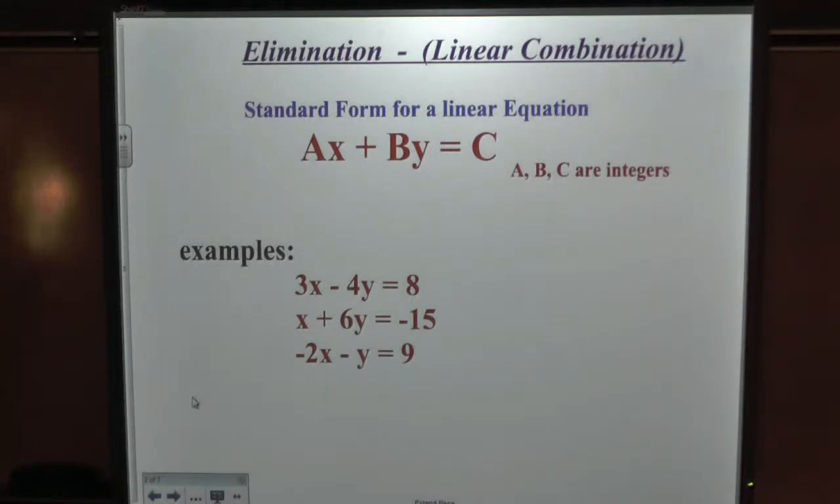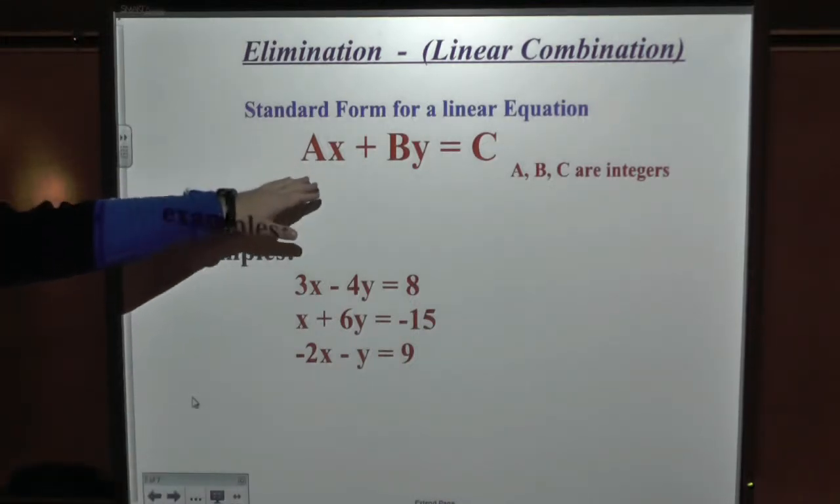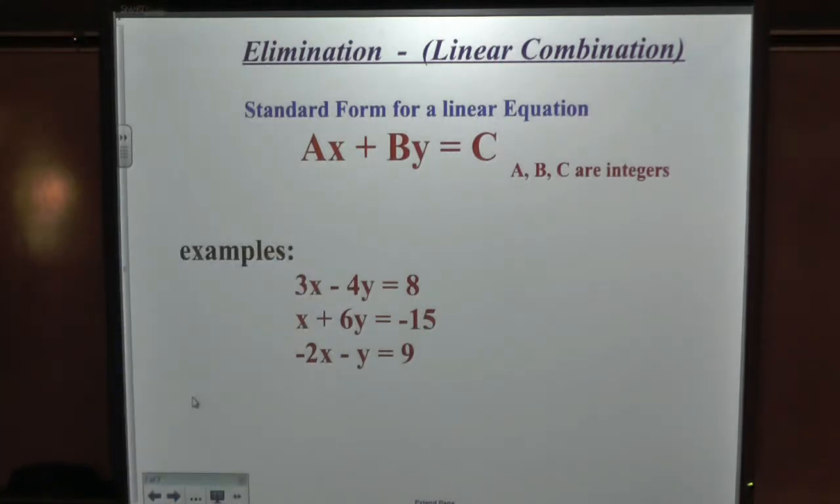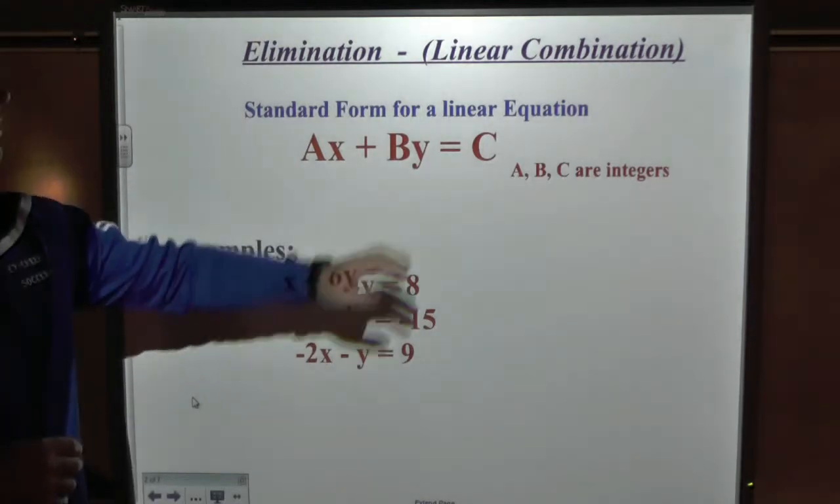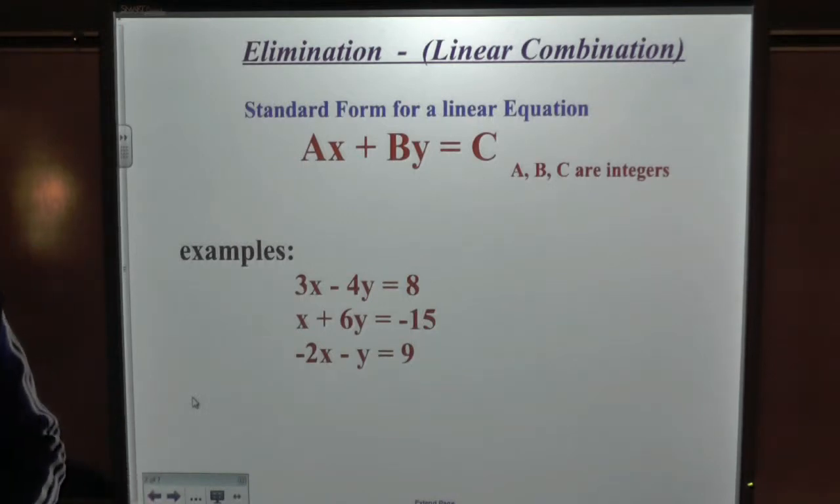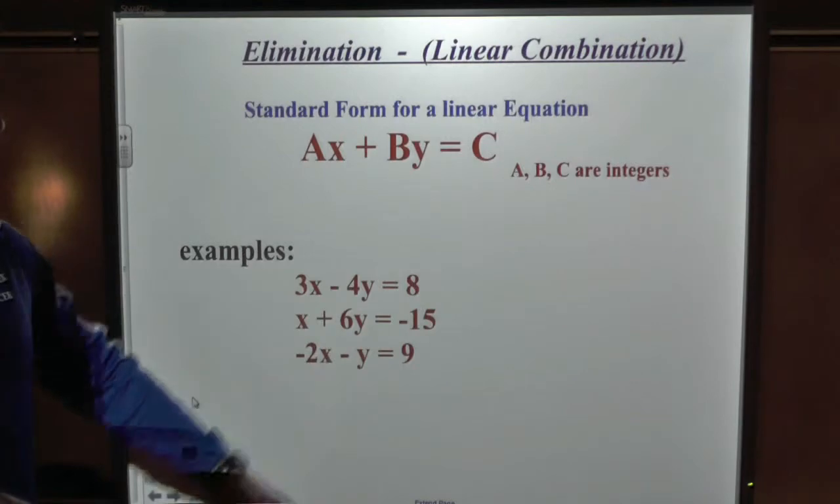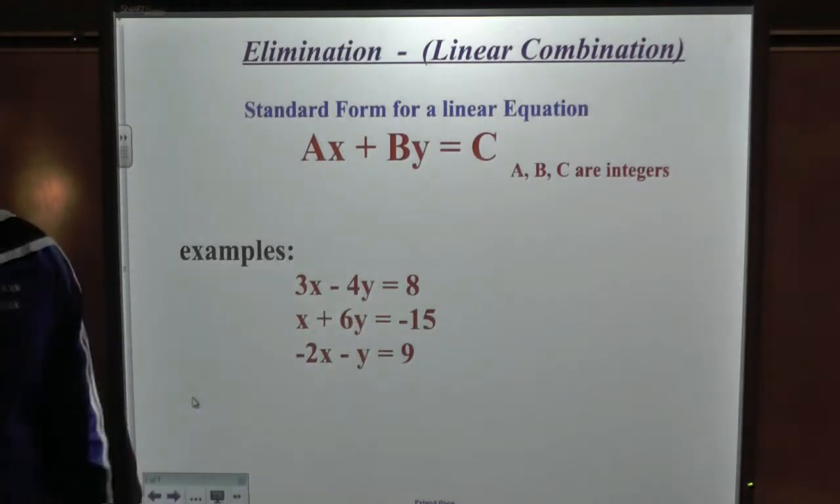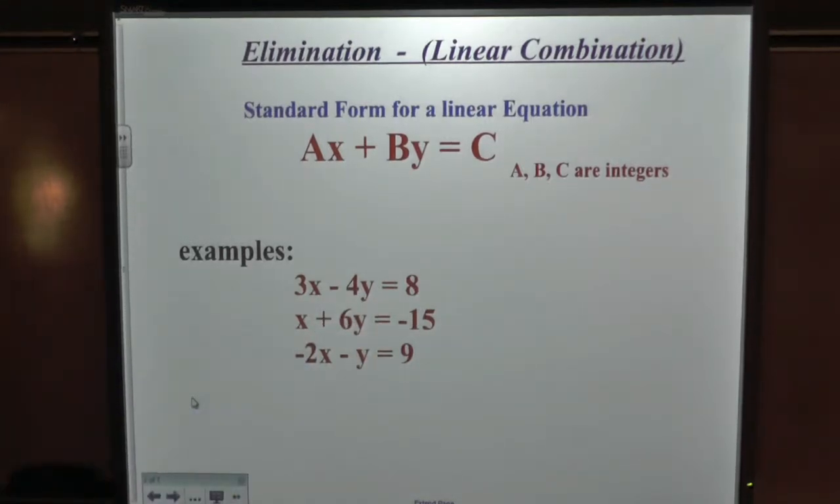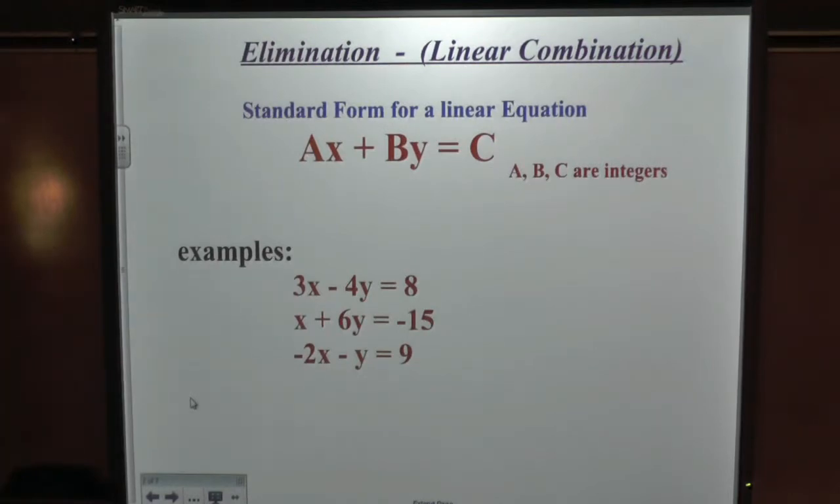Now, when we talk about elimination, the reason why we have this is because of the type of equation you're going to look at. You're going to look at linear equations that are in standard form. We've talked about it before, we'll go over it again. This is ax plus by is equal to c. A, b, and c are all integers. You can pause it for a second and take a look at the different examples. These are all examples of linear equations in standard form. So pause it, you can look at it, but I'm going to continue on.